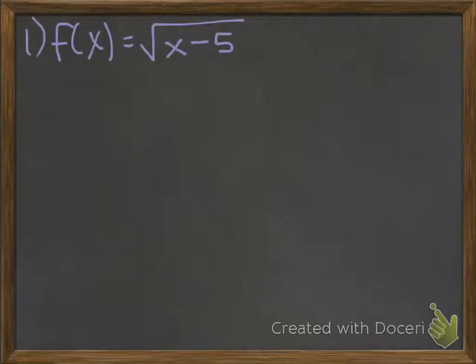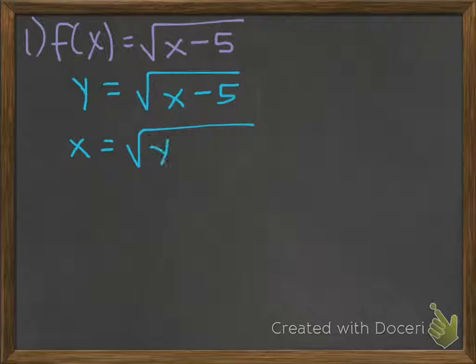So for number 1 we have f of x equals the square root of x minus 5. So in order to determine the inverse, the first thing we're going to do is change the f of x to be y. And then the process for finding the inverse is we switch x and y. And now the goal is to solve for y.